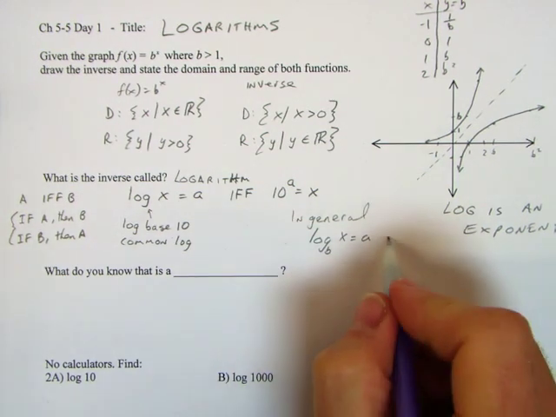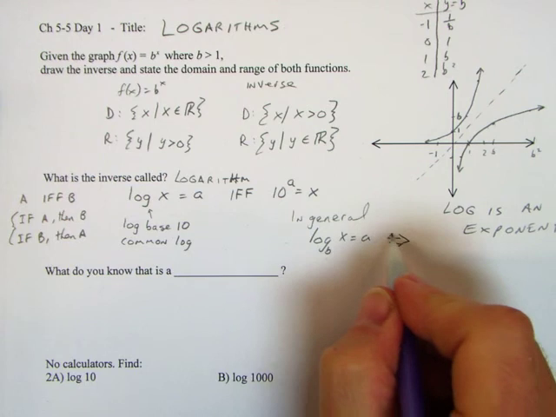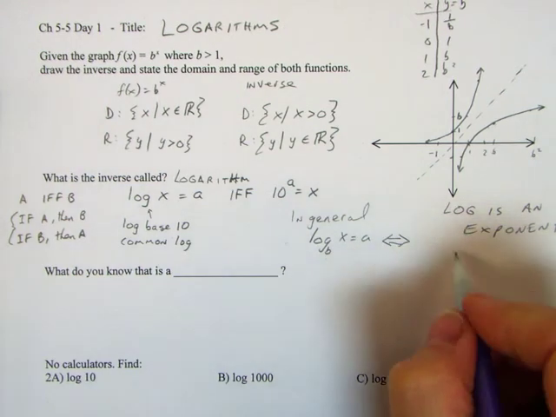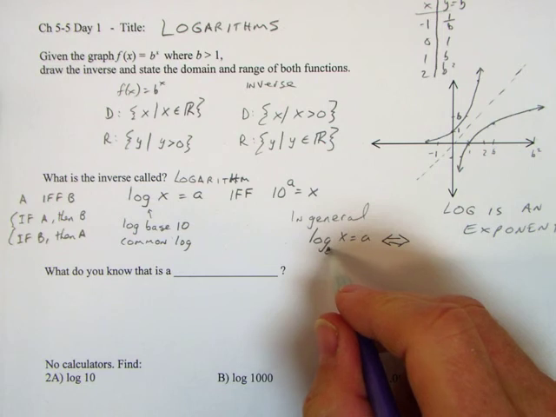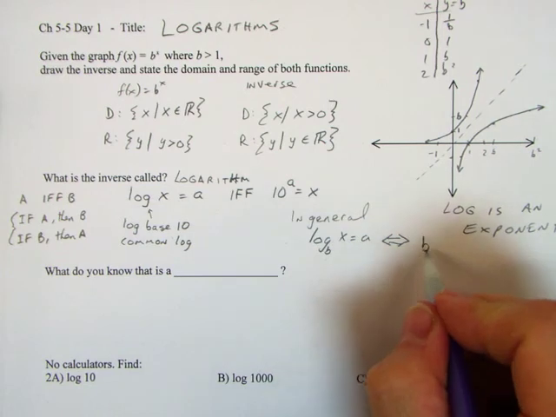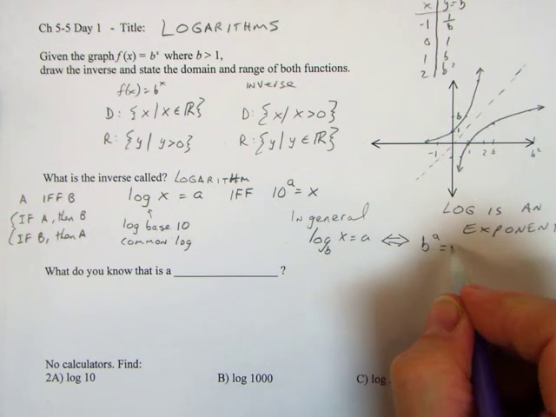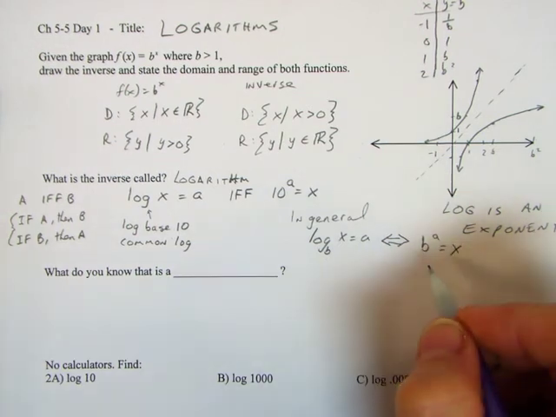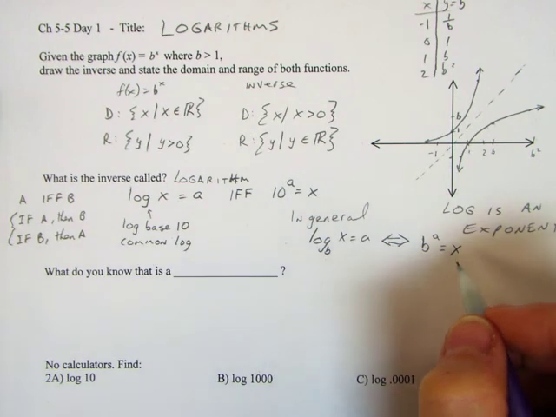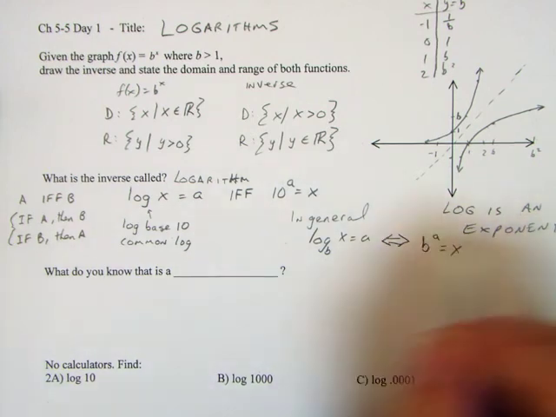And another way to write if and only if is a double arrow like this. Now, what's the base of this? We have a base B. B to log is an exponent. B to the A equals x. So this gives us a way to transform any log or exponential into the other one.